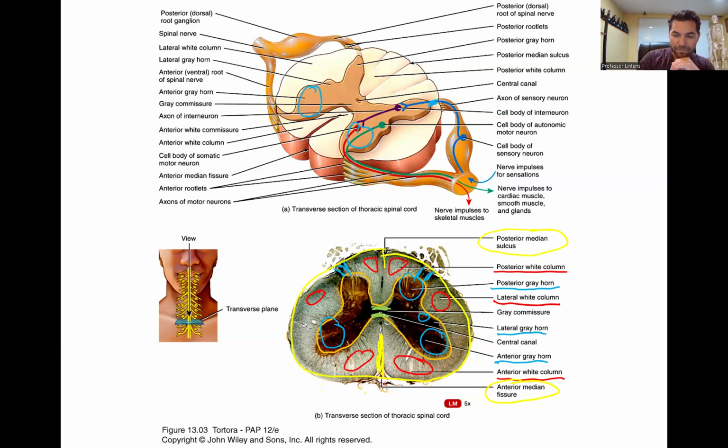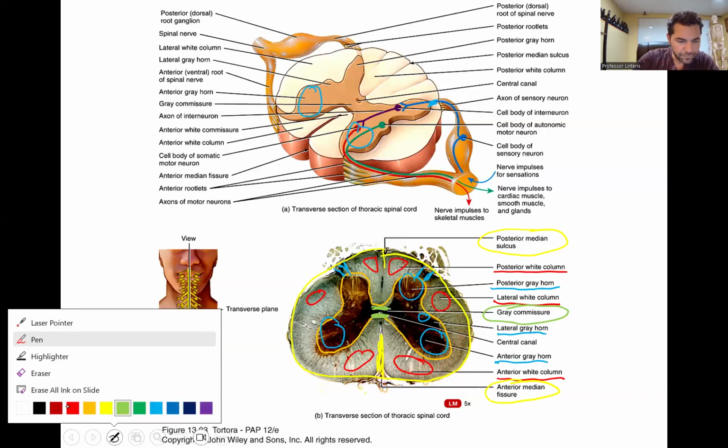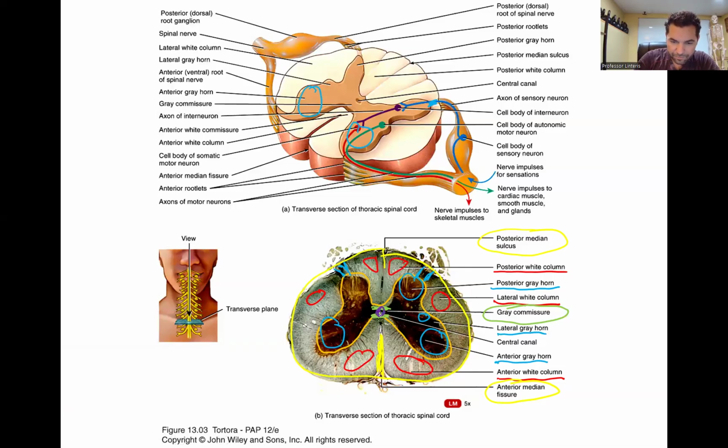The bridge in between both wings of the butterfly, if you will, the bridge in between both sides of gray matter is called the gray commissure, and that is the bridge. Found inside there, which is a little bit hard to see because I scribbled all over the picture, maybe we'll do it in purple. There's a little hole. This hole will be significant. It's filled with CSF, which we will discuss. We will talk about it when we go into the brain, cerebral spinal fluid. But that little hole in the middle is called the central canal.